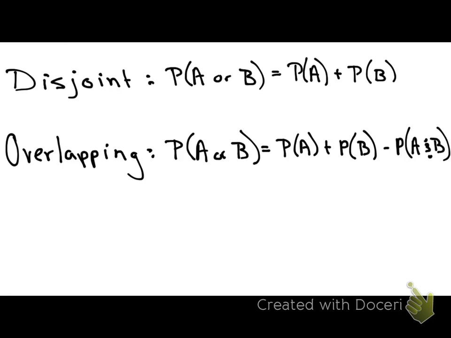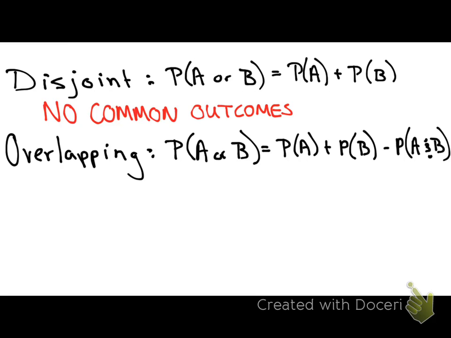So what is a disjoint event? A disjoint event has no common outcomes. Overlapping events have some shared outcomes. Not all, but there are some outcomes that are shared. So that's the difference between the two.